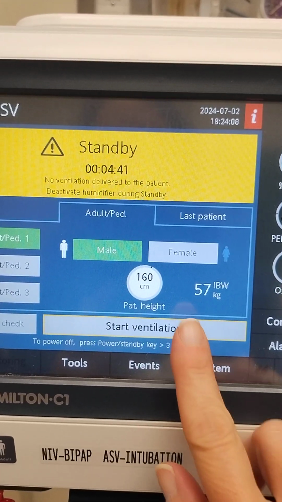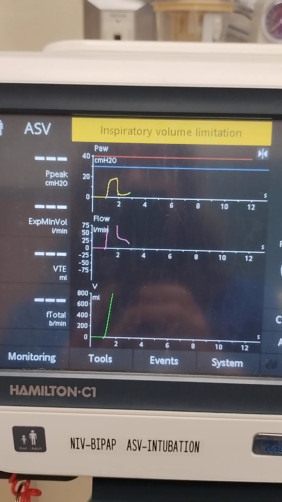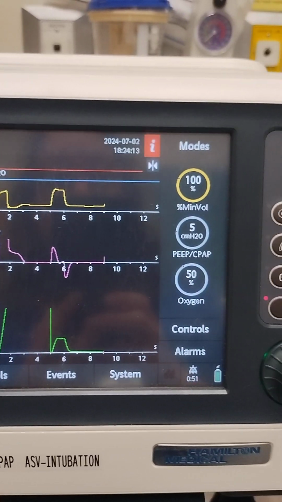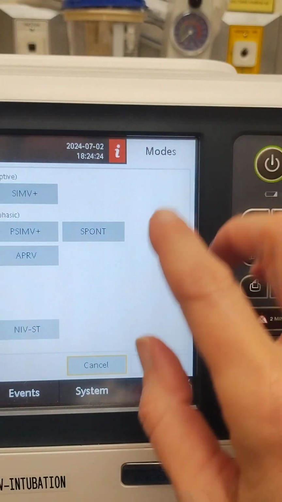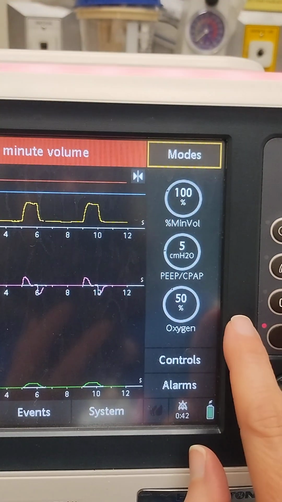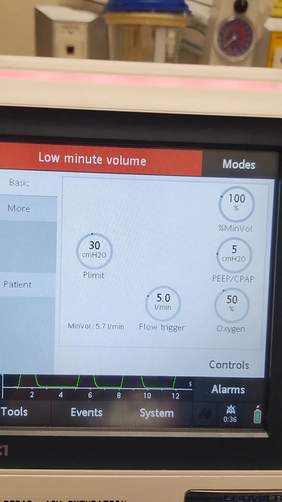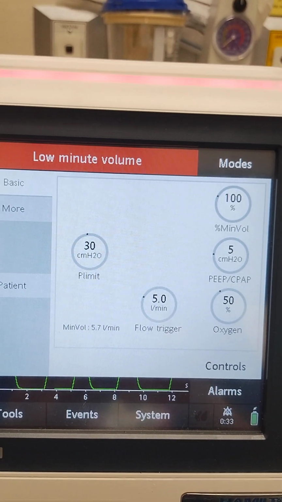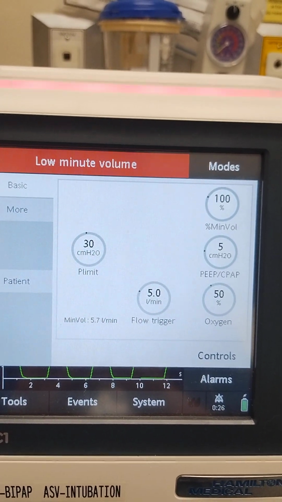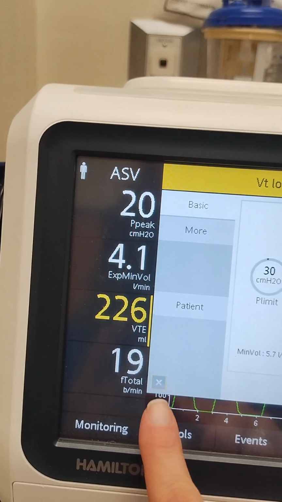Now I've attached the test lung and we're going to start ventilation. Another thing to note is for this particular mode, when we selected it, we have a pressure limit of 30, so that's going to serve as a pop-off for our delivery of our tidal volume and respiratory rate, the amount of pressure that it takes at that particular minute ventilation. And we'll give it just a moment here to adjust.